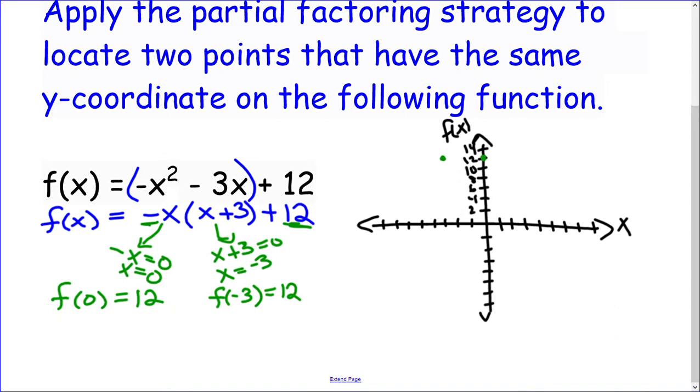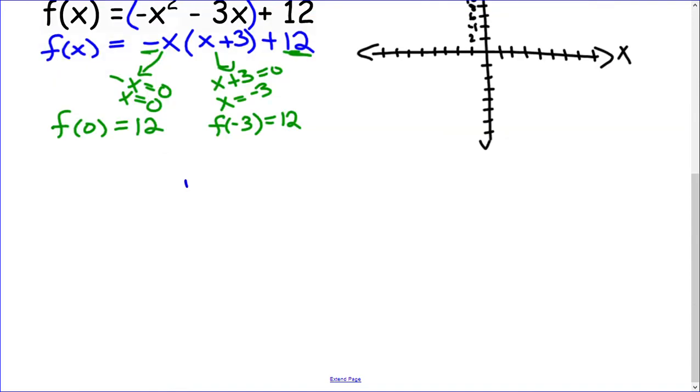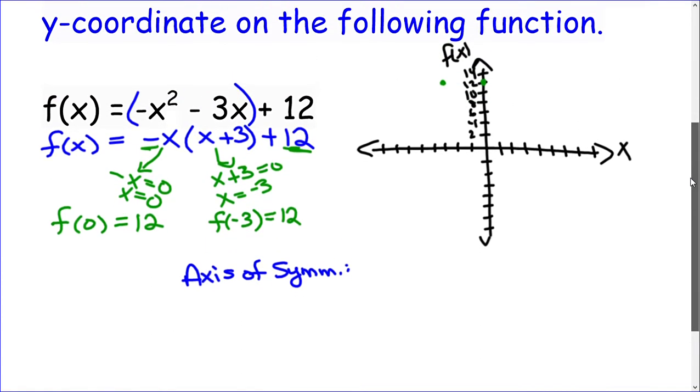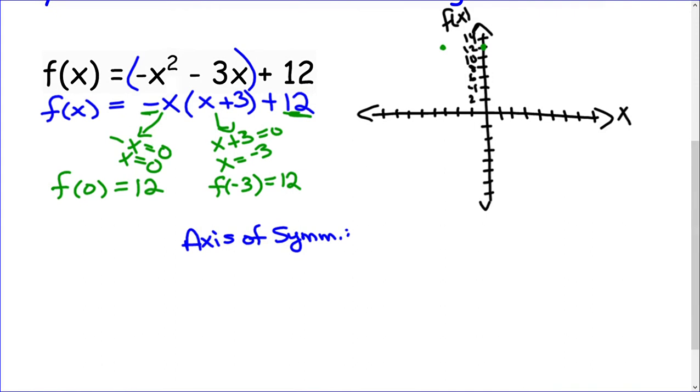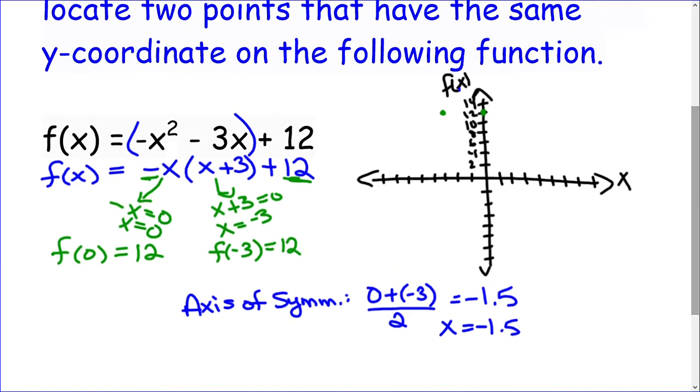And so we just need to figure out, okay, what's the halfway point? Same as before, we're going to take a look for an axis of symmetry. Remember, we add up our 2 roots and we divide them by 2 so we can find the halfway point between here. So looks like 0 and negative 3, so 0 plus negative 3 divided by 2 is going to give me negative 1.5. So x is equal to negative 1.5 would be our axis of symmetry here.